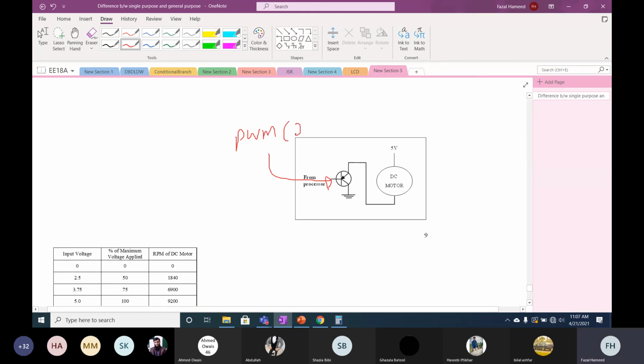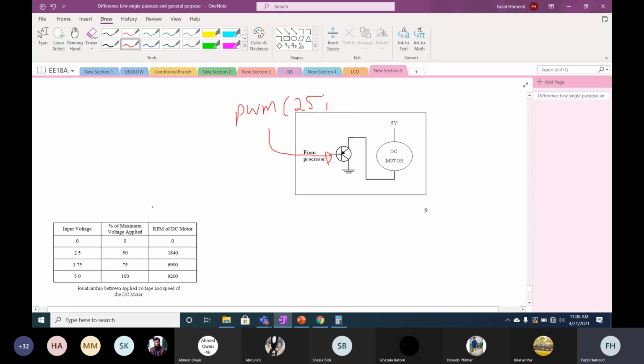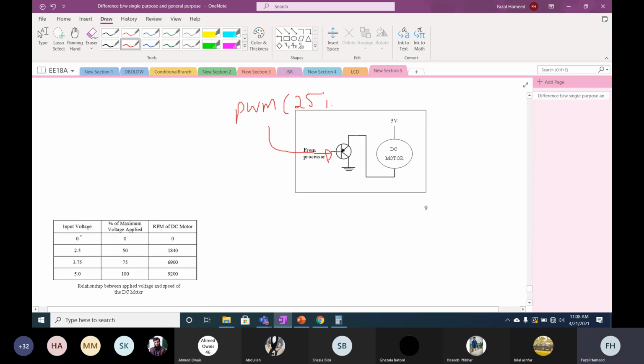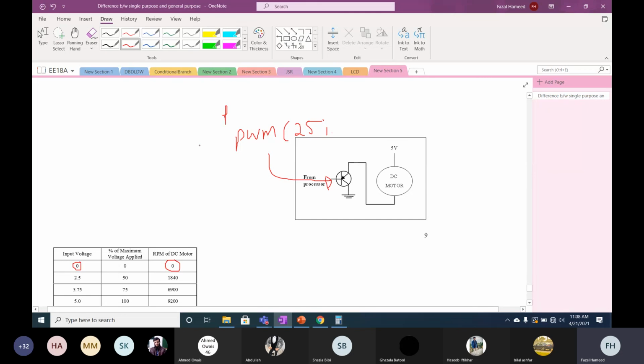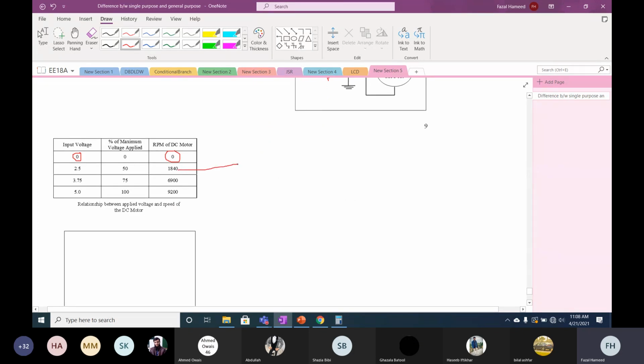So if it is 25%, it can be 0. The RPM will be 0. If it is 0, it means it's always low. If it is 2.5 volt, what is the percent of maximum voltage applied? 50%. So the RPM is now 1840. What is the duty cycle now? 50%. In this case, the duty cycle is 75%, so the RPM is now 6900. And if it is 100%, it is 9200.